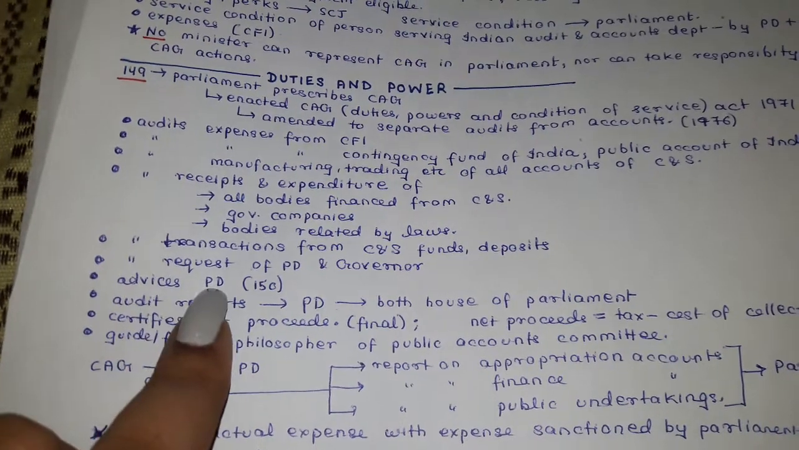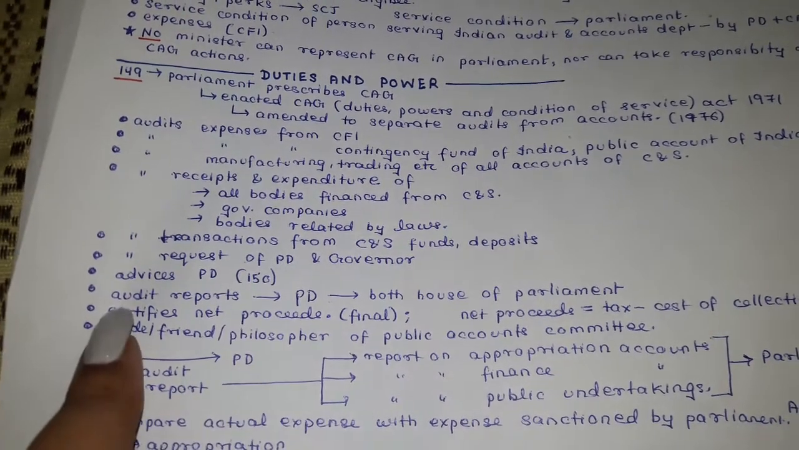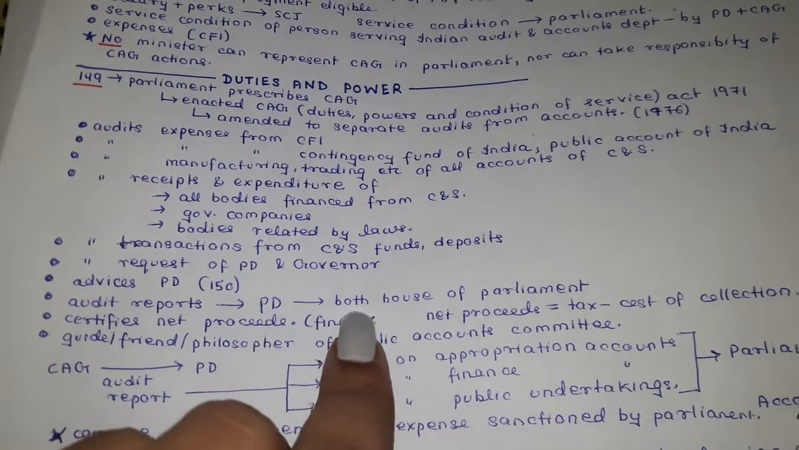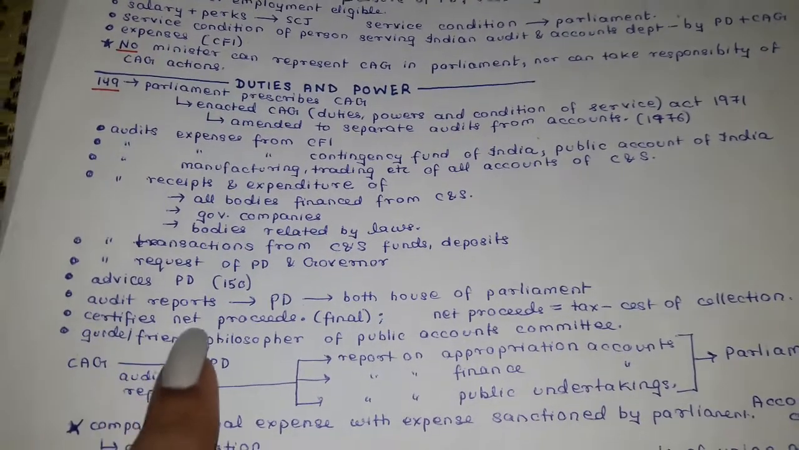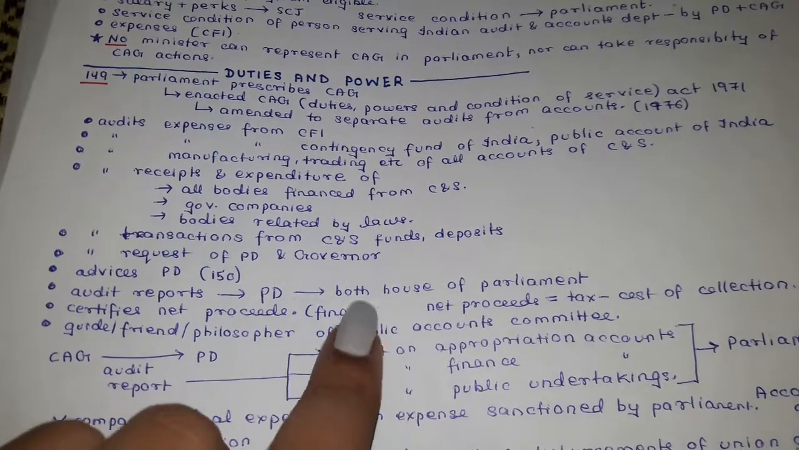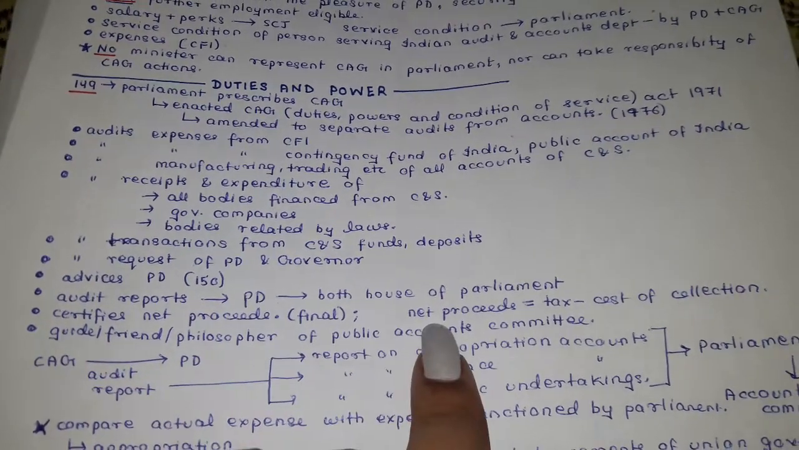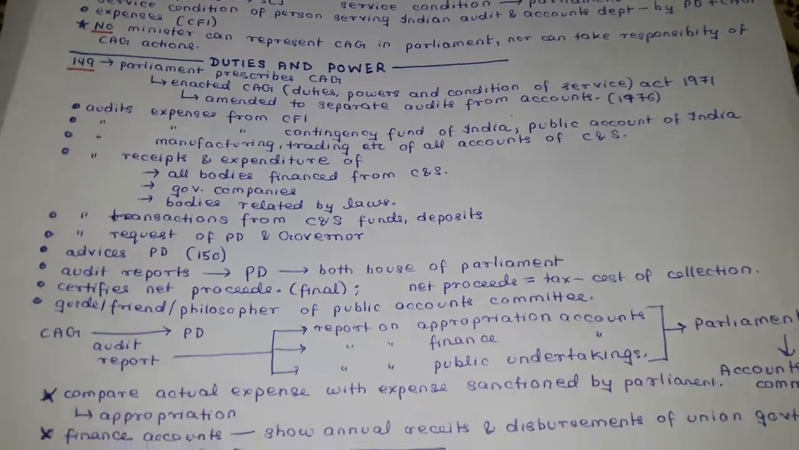He advises President on financial matters as per Article 150. Now audit reports goes to the President. Then President submits it in front of both houses of the Parliament. Certifies net proceeds. Okay, his certification is final and of utmost importance. Okay, net proceeds equals to tax minus cost of collection.